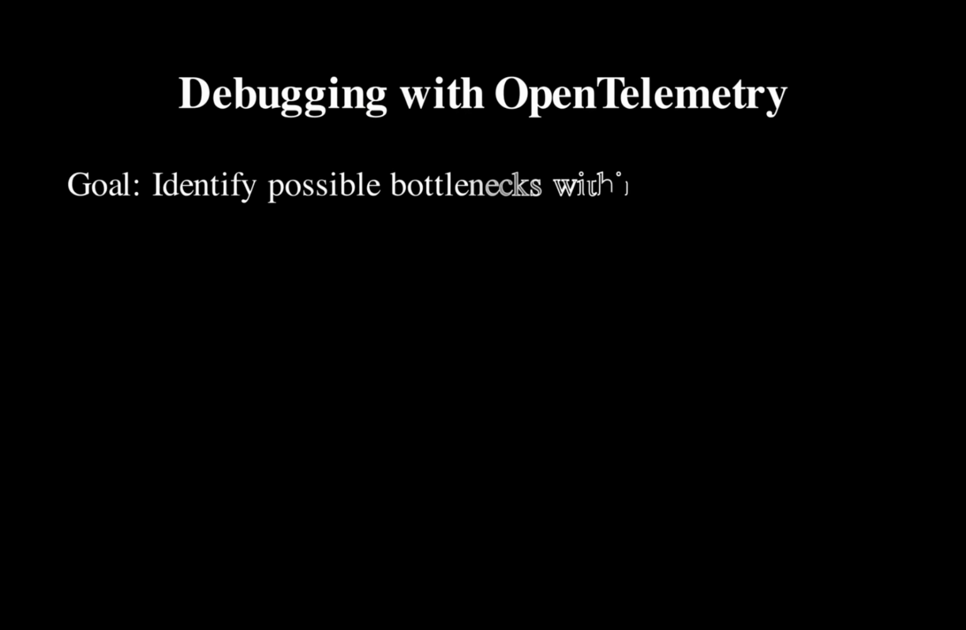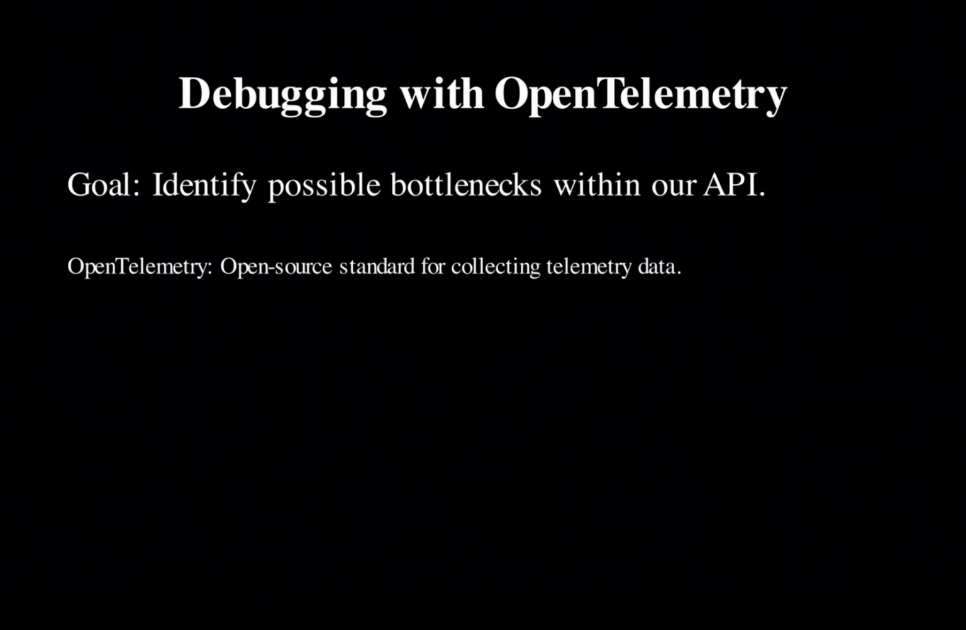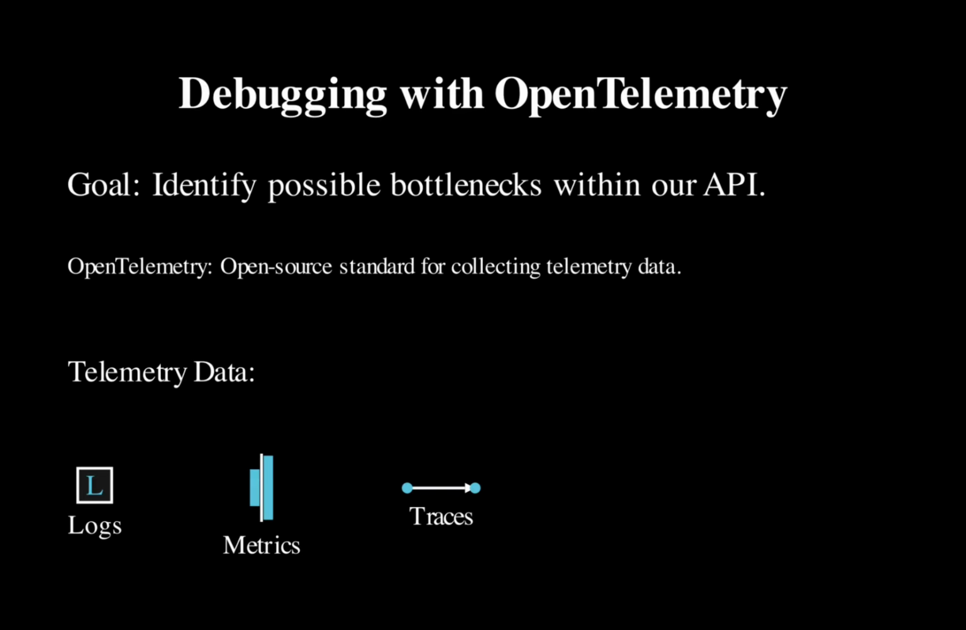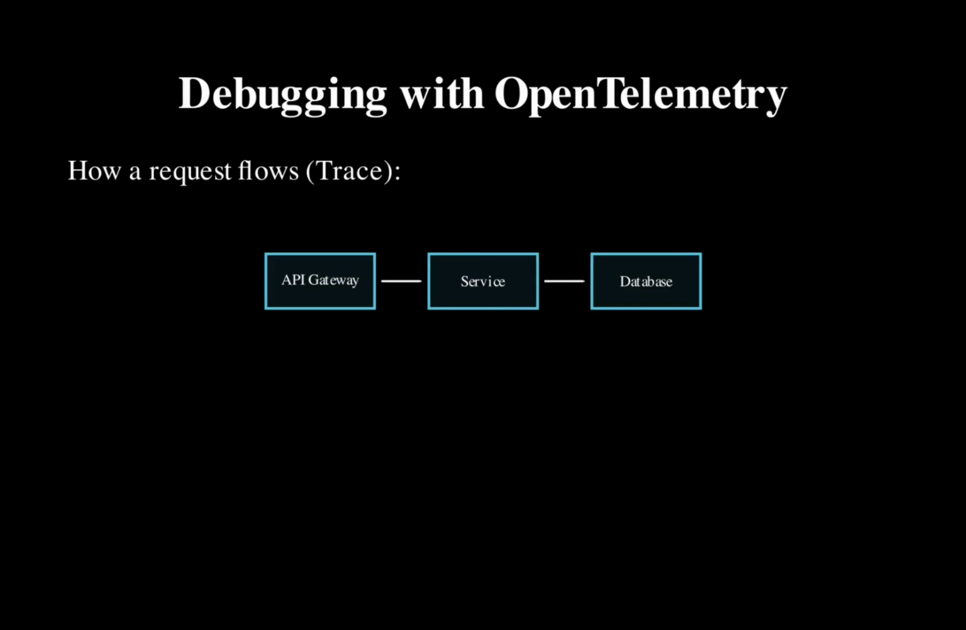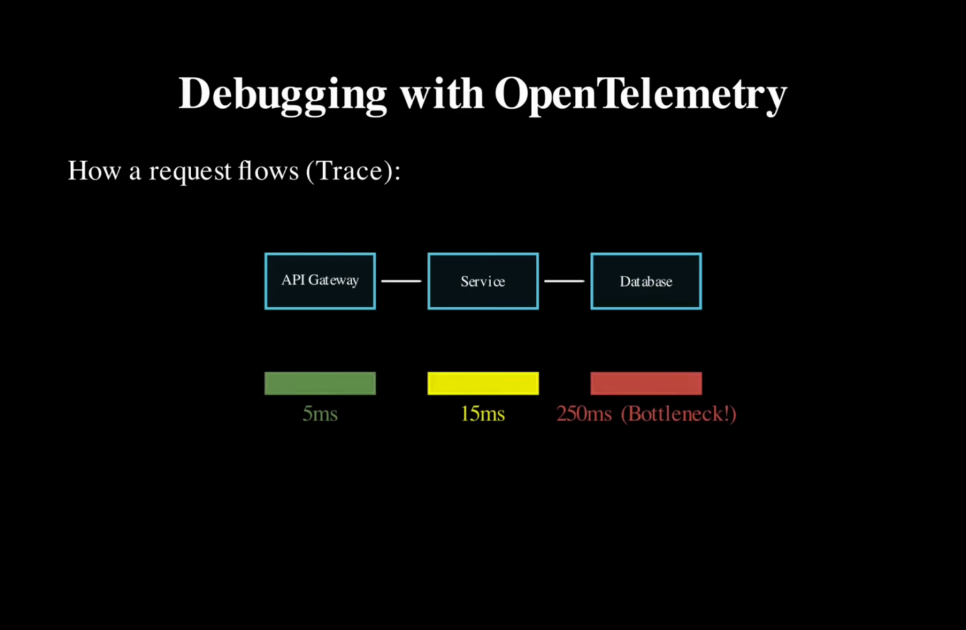In order to identify possible bottlenecks within our API, we're going to use OpenTelemetry. OpenTelemetry is an open source standard for collecting telemetry data from systems, things like logs, metrics, and traces. It helps to understand how a request flows through the application and where time is being spent. In other words, it gives us X-ray vision into our backend.